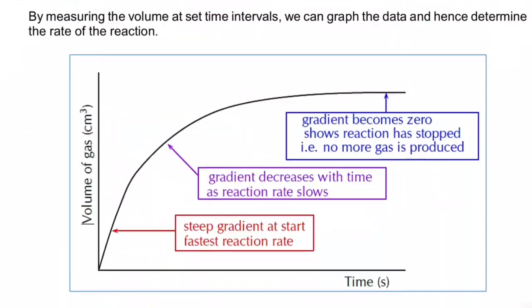This is the graph you would expect. So obviously at the start of the reaction, there is 0 cubic centimetres of gas produced. But then as the reaction proceeds, gas is produced and it starts to fill the syringe. So at the very start of the reaction, we expect a steep gradient because that's where the reaction is at its fastest. And then as the reaction proceeds, the gradient decreases.